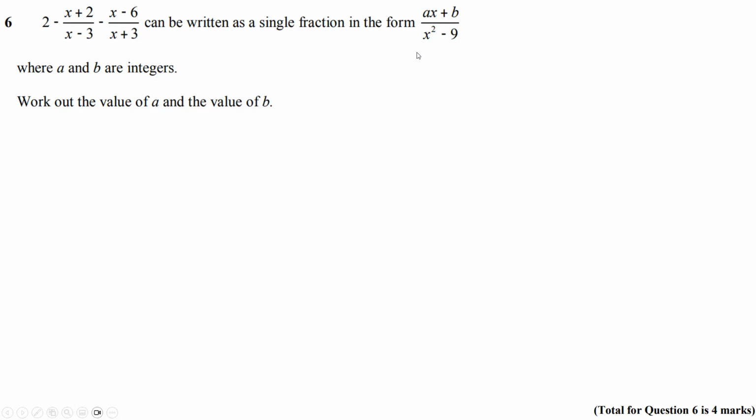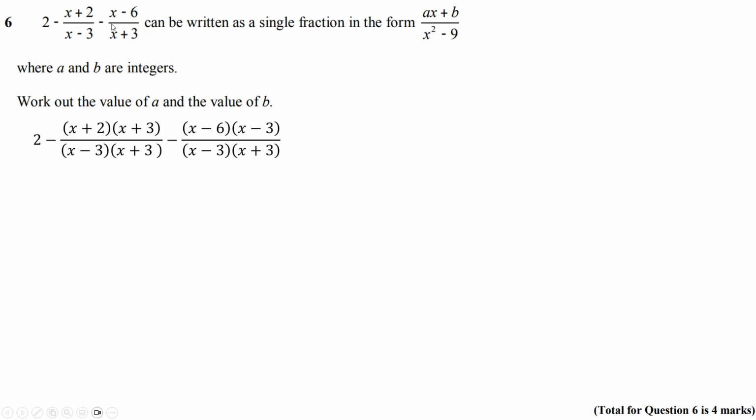Write this as a single fraction, and then work out the value of a and b. Okay, so what we want is to put them over the same denominator. We want a common denominator, so we can group it together and then expand. So multiply this one by x plus 3 over x plus 3, and then multiply this one by x minus 3 over x minus 3.